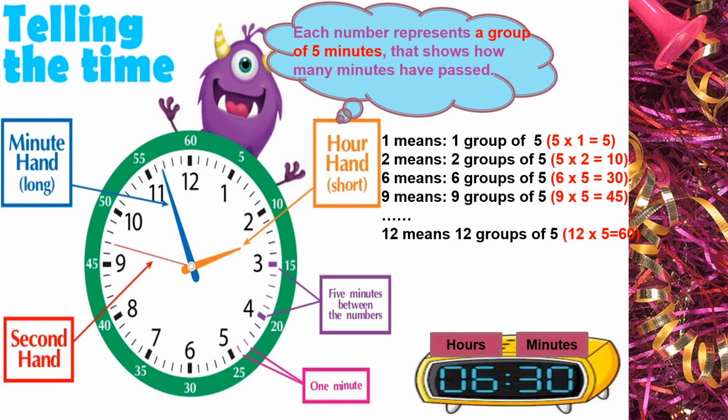And when it reaches 12 again, it means 12 groups of 5s. So 12 times 5 equals 60. So when it starts from 12, it begins at 0. When it moves and goes back to 12 again, it means 60 minutes have passed. So from here we get that 1 hour equals 60 minutes.